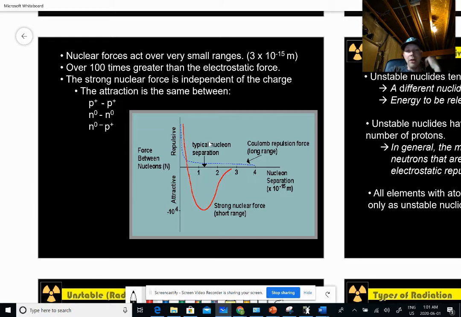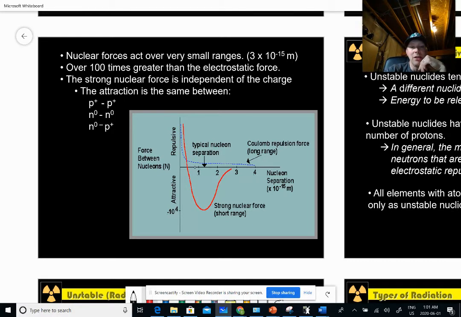All right, this graph here is showing you the difference between the electrostatic force and the strong nuclear force. You might recall from a previous lesson that the strong nuclear force is the strongest force in nature. As you can see here, in terms of separation, the strong nuclear force only acts over a very small distance, but it's a very, very strong attractive force. Whereas the electrostatic force acts over a longer range, but it is a much weaker force as a result.